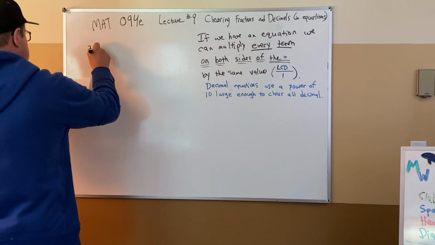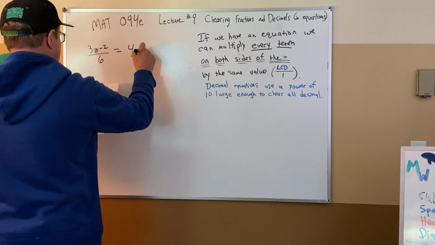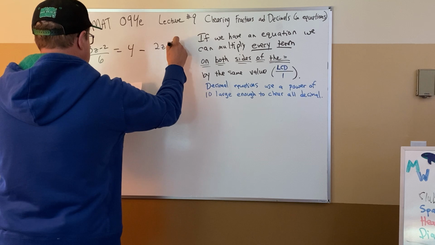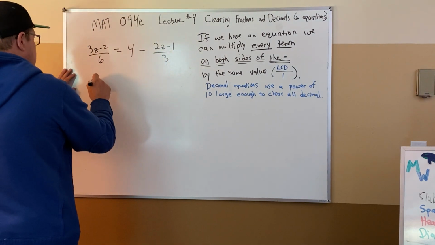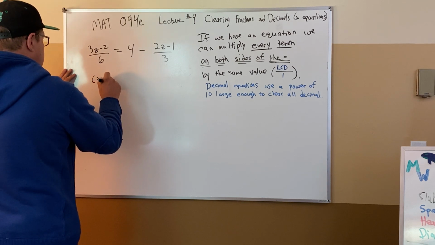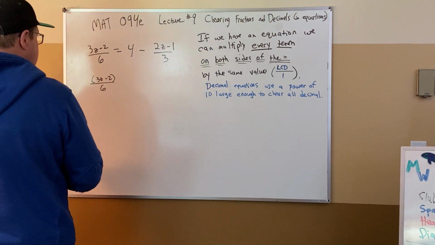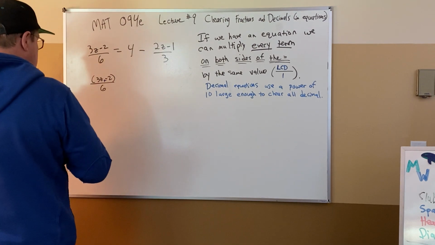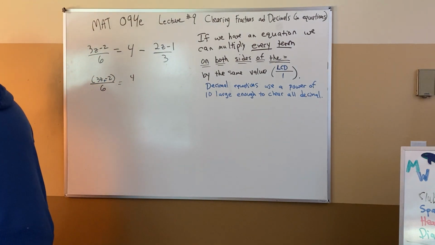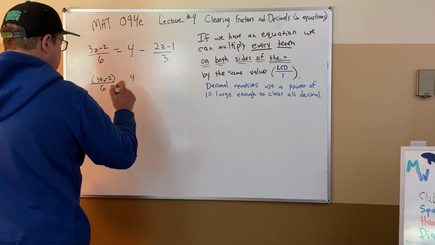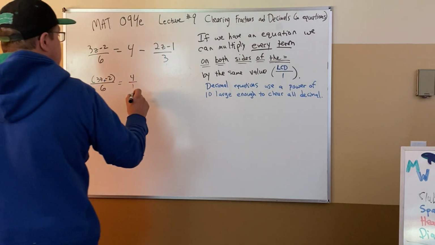Let's take (3z − 2)/6, and that's equal to a plain old 4 − (2z − 1)/3. Now what's that got for me? I'm going to put parentheses around my 3z − 2, and that's over 6. And then insert a plus sign instead of having minus. Boom. Equals 4, that's going over 1, because 4 over 1 is going to allow me all the pieces I need to work with a fraction.